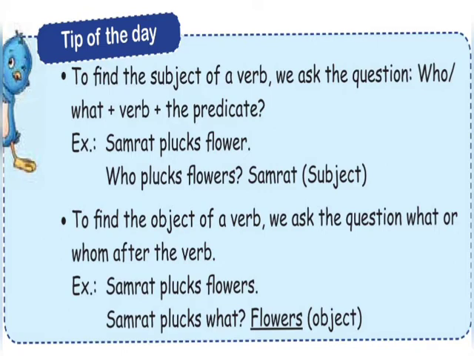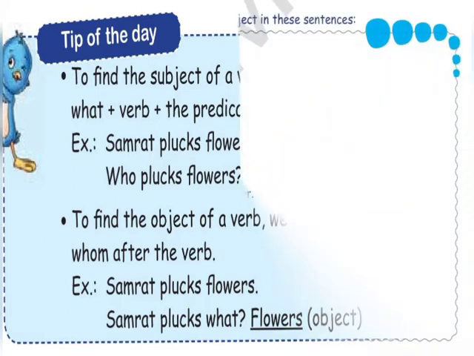Now, for object, what you have to do? You have to find out the object of a verb. Then, you ask the question what or whom after the verb. The example remains the same. Samrat plucks flowers. Now, you can ask like this: Samrat plucks what? Flowers. So, flowers is object. I hope you understood it very well. Now, let's do exercise work.